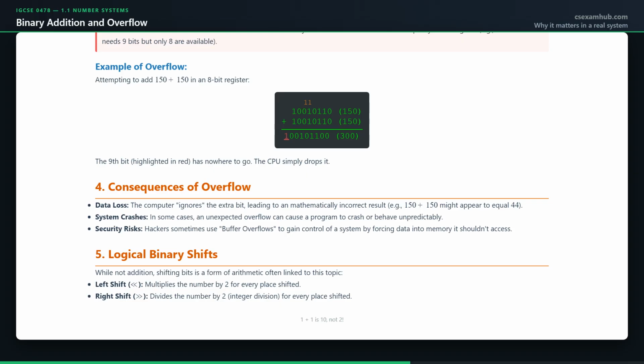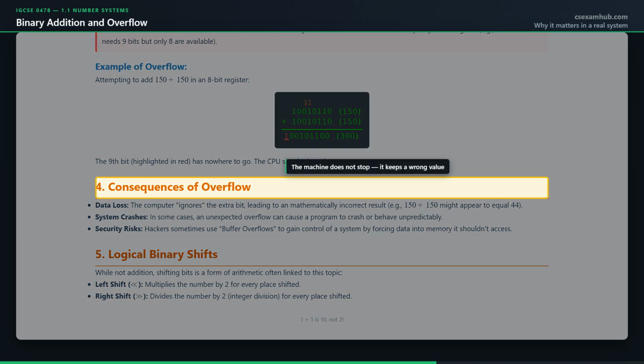So, what are the consequences? The stored result is simply wrong, and that is the key point. The machine does not stop, it does not report an error by itself, it carries on using a value that is incorrect. In an 8-bit system, 256 wraps around and is stored as 0. In a real system, that could mean a counter resetting when it should have kept climbing, a total in a shop system showing a nonsensical figure, or a sensor reading being interpreted as far lower than it really is.